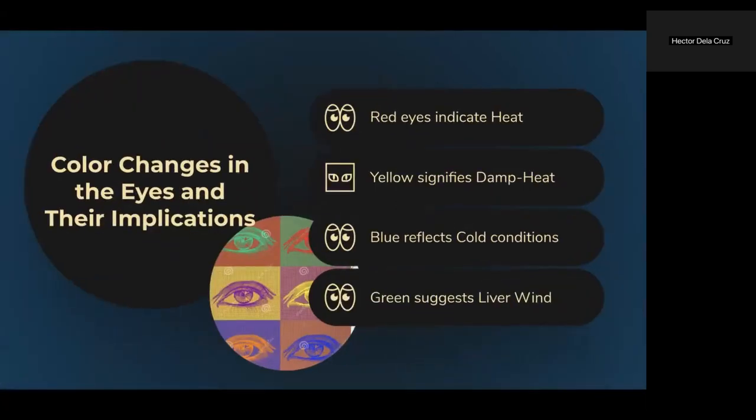Color changes in the eyes and their implications. Red eyes indicate heat. Yellow signifies damp heat. Blue reflects cold conditions. Green suggests liver wind.